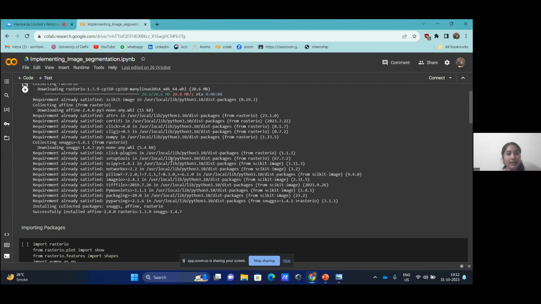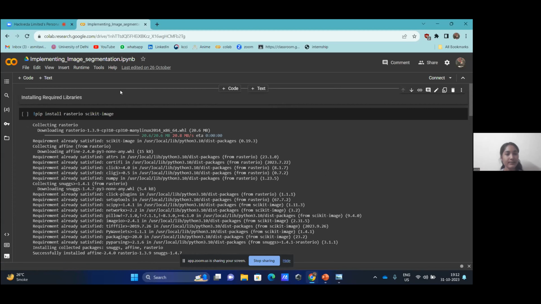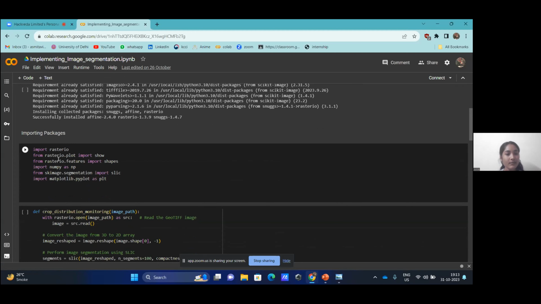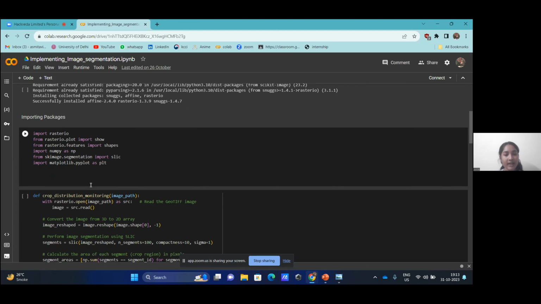This is the implementation, so I'll explain it. First, we install required libraries like Rasterio and scikit-image. These libraries work for geospatial images. And then we imported functions like show from rasterio.plot, we imported NumPy as np, the slic function from skimage.segmentation, and pyplot from the Matplotlib library for plotting the graph in the end.